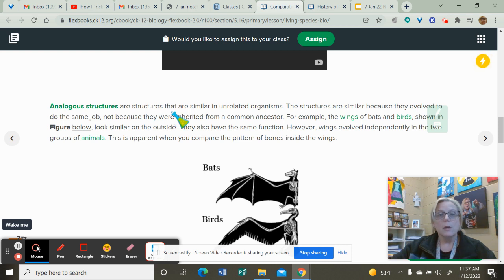Analogous structures are structures that are similar in unrelated organisms. These structures are similar because they evolved to do the same job, not because they were inherited from a common ancestor. For example, the wings of bats and birds shown in this figure look similar on the outside. They also have the same function. However, wings evolved independently in the two groups of animals. This is apparent when you compare the patterns of bones in the wings.